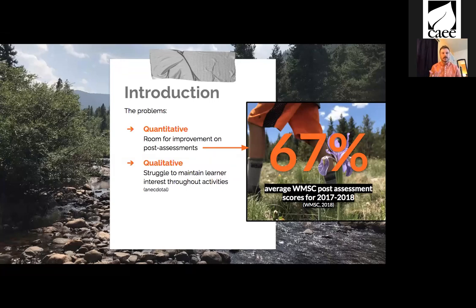So I looked at our post-assessment scores for the previous year. For the 2017-2018 school year, our average post-assessment scores overall were 67%, which I think is a D in most schools. So not great, but I mean, it's okay. We do some hard science stuff there. And then the average post-assessment score specifically for 8th graders was 44%, which is not that great in my opinion. So obviously there's room for improvement there.